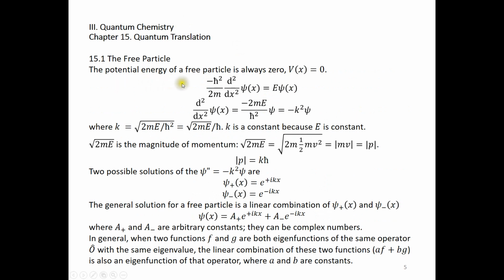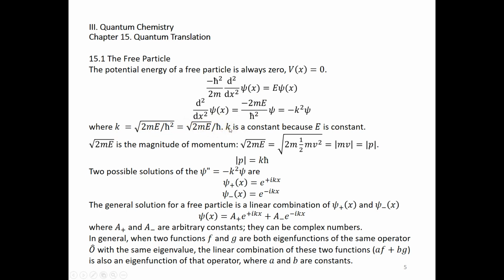The potential energy of a free particle is always 0. So in this case, for a free particle, V is always 0. Therefore, we have the kinetic energy operator applied to psi equals E psi. And then we can move around those parameters. Then the second derivative of psi is equal to a constant times psi. That constant is negative 2mE over h bar squared. We can simplify this expression by defining k to be the square root of 2mE over h bar squared, or the square root of 2mE over h bar.